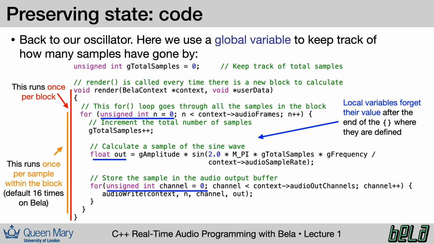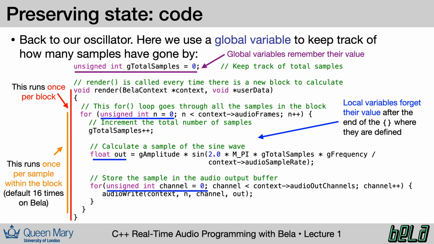Within all of this, we have a number of local variables, n, out, channel. As we discussed, these variables are going to forget their values after the end of the render function, and that's no good for us in terms of remembering where it was that we left off. So instead we have to do something like this. Here's our global variable declared at the top of the file called gTotalSamples. I've declared it as an unsigned int. That means it takes only non-negative values. You could equally declare it as an int and it would work the same way.